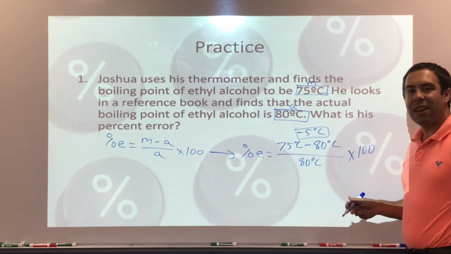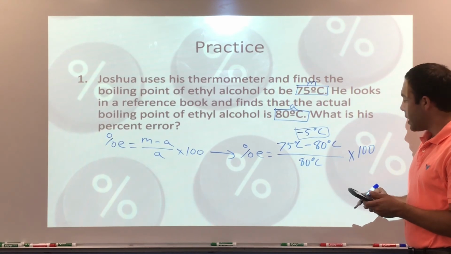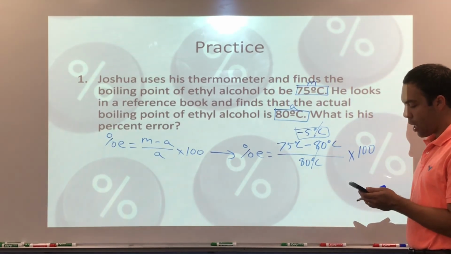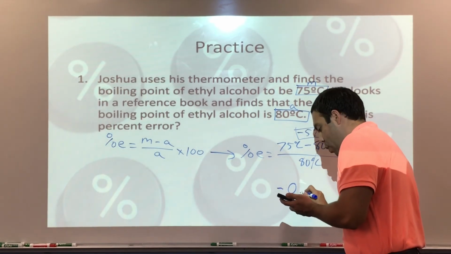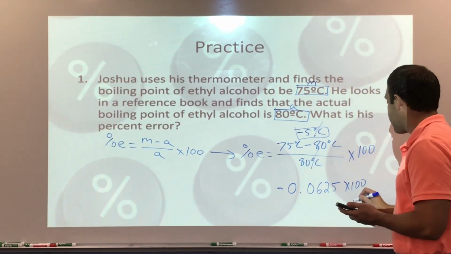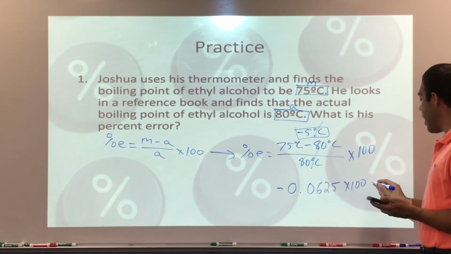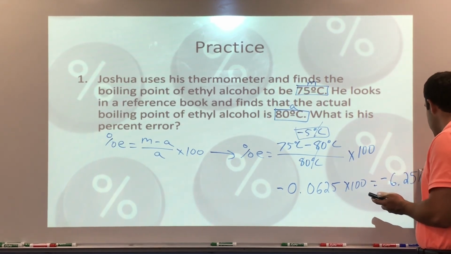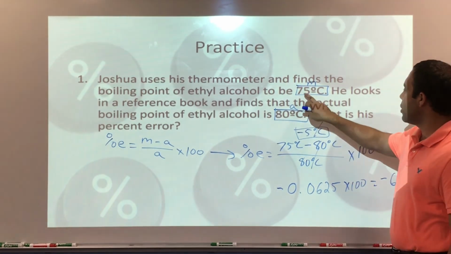Then I would divide negative 5 degrees Celsius by 80. So negative 5 divided by 80. Since I'm dividing these two, the units cancel out. Degrees Celsius cancels out. So negative 5 divided by 80, I get negative 0.0625 times 100. So when I multiply 0.0625 times 100, of course, I get negative 6.25%.